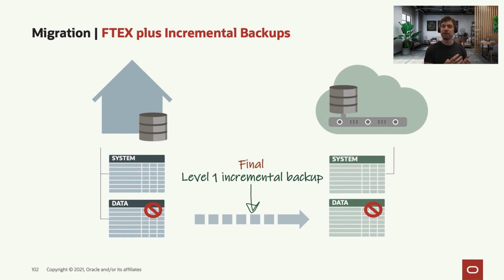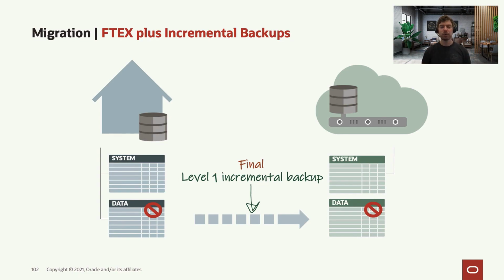We take this final level 1 incremental backup, we convert and we recover the data files in the target environment with this backup. And at this point, we have them in the same SCN. They are synced. They are equal, but in different endianness.